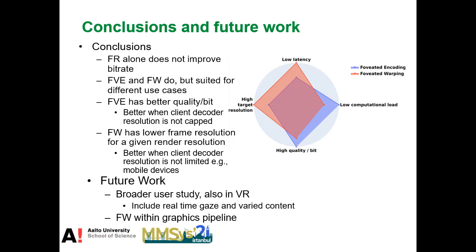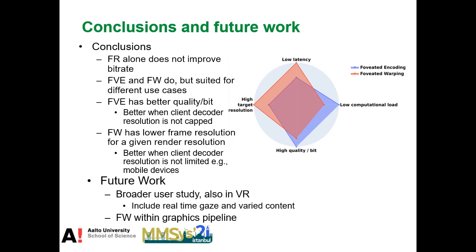Further, foveated warping can deliver a higher render resolution for lower encode resolution. This can be helpful, for example, in resource-constrained client devices, where the decoder has an upper limit on the maximum resolution of input encoded frames. This is the case in many mobile devices.